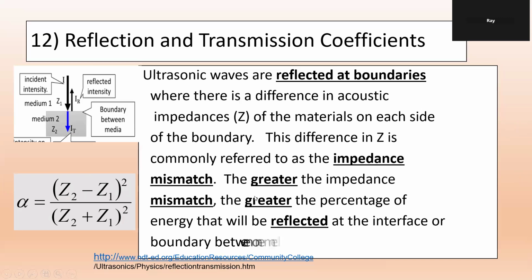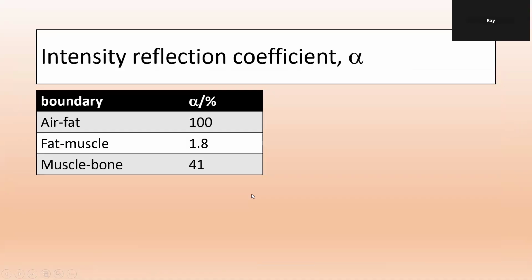Interface is the boundary, right? That's called the interface or boundary between one medium and another. Intensity reflection coefficient, air and fat. That means this is air and then enter your body. It's 100%. Alpha is 100%. So it's no use. You can't study anything inside your body because 100% reflected.